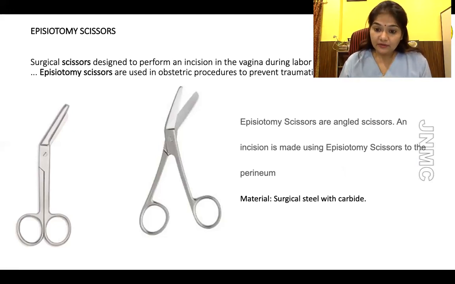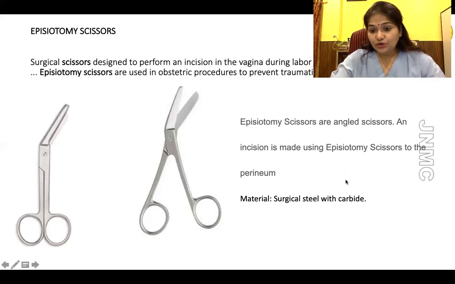How it is given, when it is given, what are the sites, what are the types, local anesthesia, how you are going to suture it. So the entire viva is going to go on episiotomy and related questions, right? So episiotomy scissors are angled. An incision is made using episiotomy scissors to the perineum.